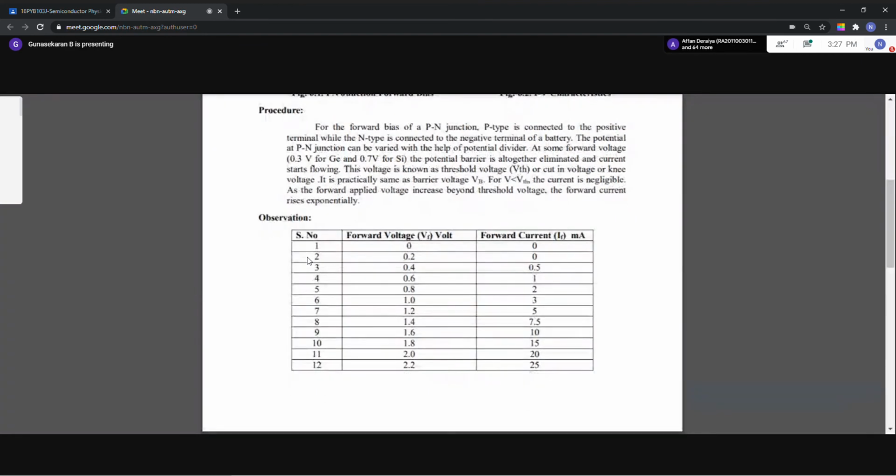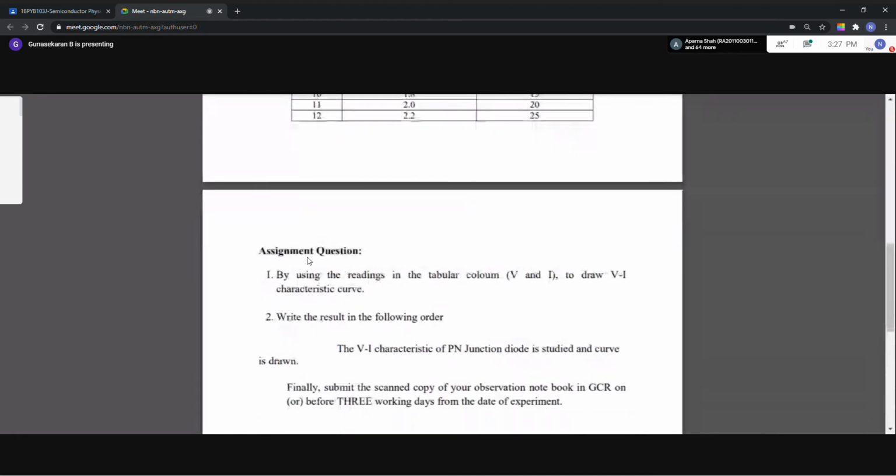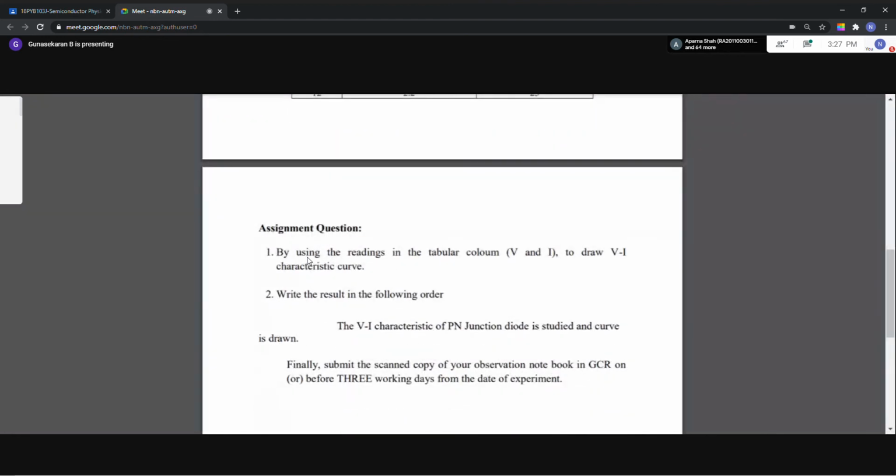That is the assignment. So that's why I'm telling you this is a very simple experiment. By using the readings in the tabular column, both V and I, draw the VI characterization curve. That's all. Then you write the results. No, nothing is there. No calculation. Nothing is there. Okay. Understand?